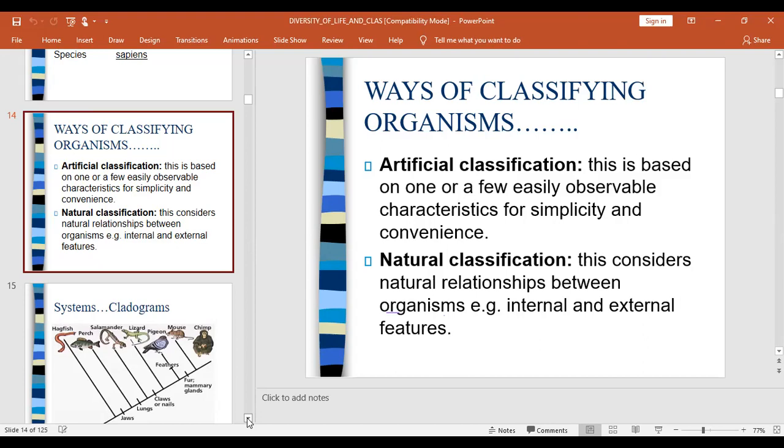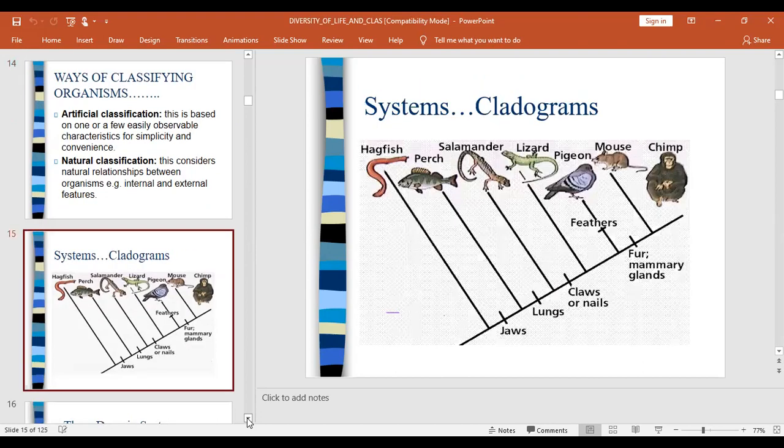We have others which are natural classifications, and it considers natural relationships between organisms, especially the internal and then the external features. Much as I am dark skinned, when you look internally, you'll find that all the organs and structures you have, I have. We all have a four-chambered heart. We all have five lobes of the liver. We all have two lobes of the lungs. We all have white blood cells. We all have red blood cells. So that becomes natural. We look at the internal and then the external features that are similar.